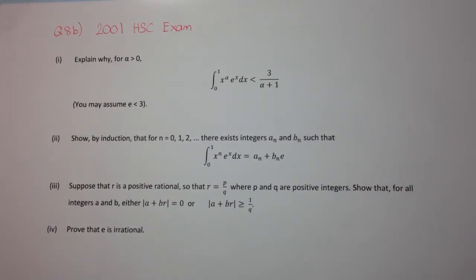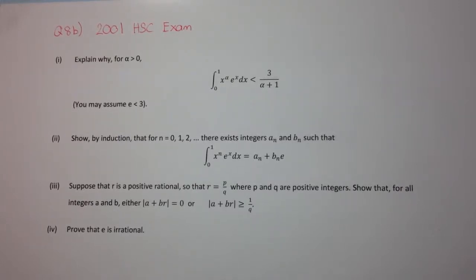Explain why for alpha greater than 0, that the integral from 0 to 1 of x to the power alpha times e to the power x dx is strictly less than 3 over alpha plus 1, and you may assume that e is less than 3.